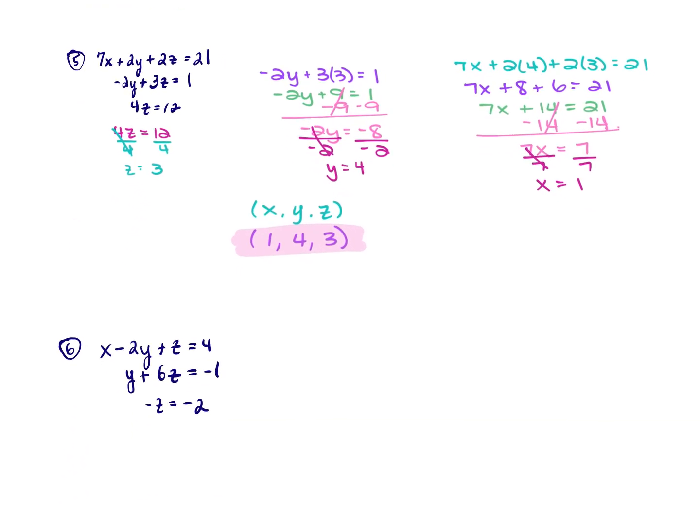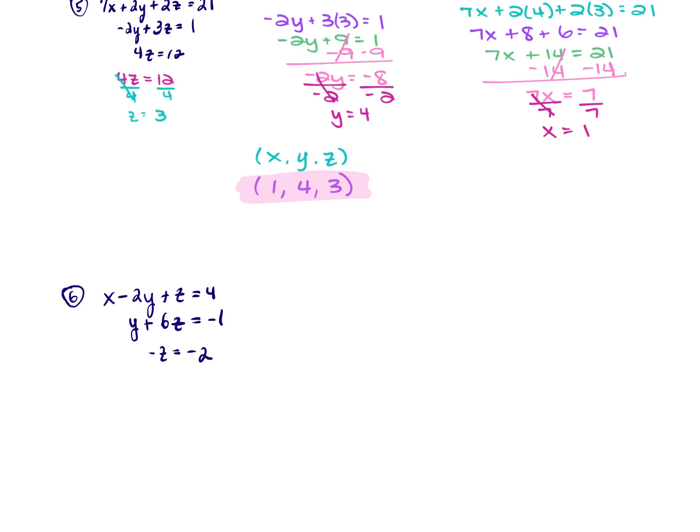For your last one, you have x minus 2y plus z is equal to 4, y plus 6z is equal to negative 1, and negative z is equal to negative 2. First thing we're going to do, solve that bottom one. So negative z is equal to negative 2. Divide over that negative, and you get that z is positive 2.